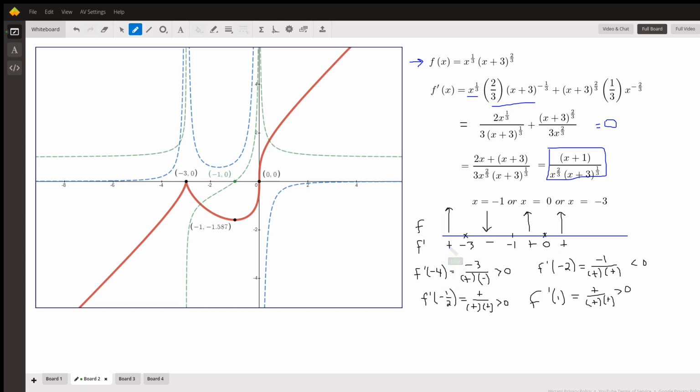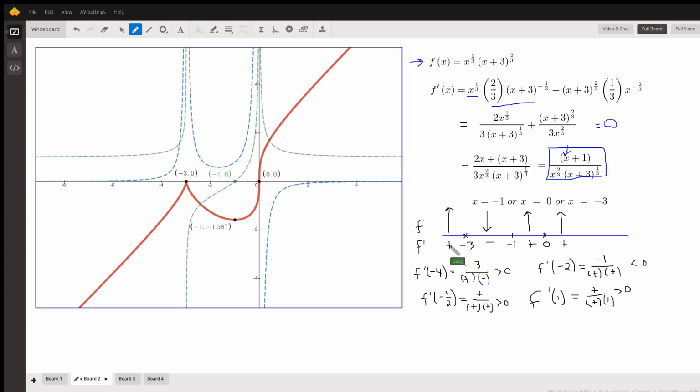What's f prime of -4? Well, just picture putting a -4 in for x here. That numerator gives you a -3. If I put a -4 in for x to the 2/3, I'll take the cube root of -4, which I can do, but then I'll square it. So that's positive. But over here, -4 plus 3 is -1. The cube root of -1 is negative. I think you get the idea for the rest of these.